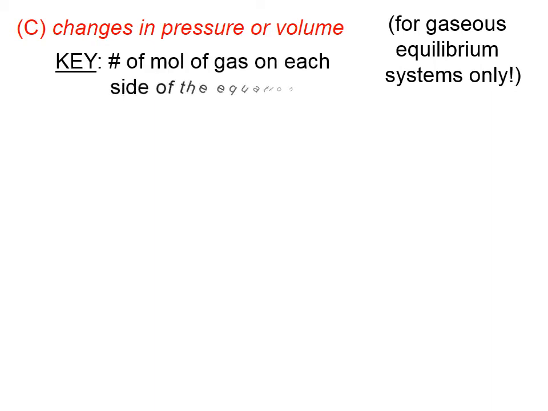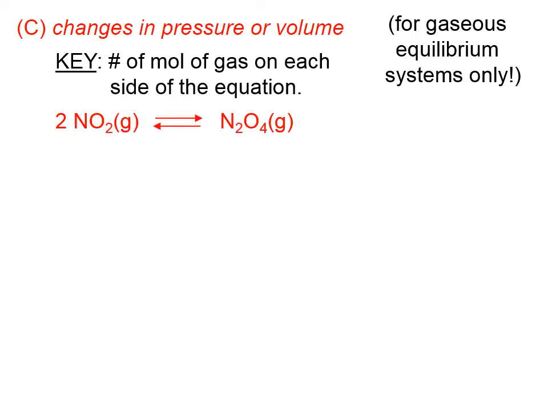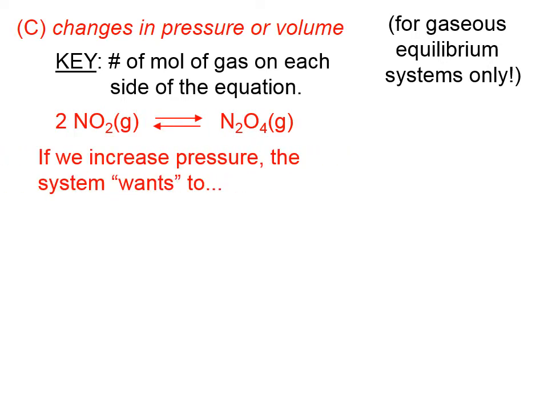The key to figuring out how a change in pressure or volume will affect a gaseous equilibrium system is to look at the balanced equation and determine the number of moles of gas on each side of the equation. Let's give an example. Here we have an equilibrium system. Suppose we increase the pressure on this system.